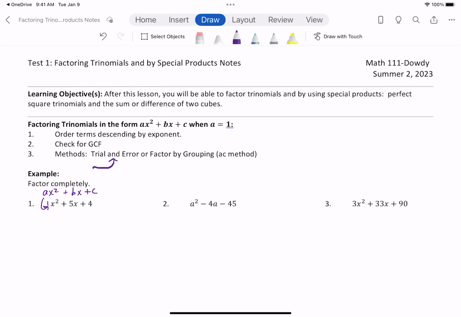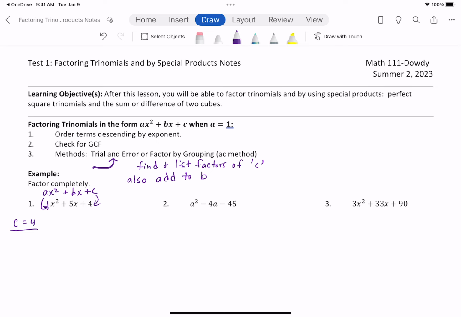So to use trial and error for problems where a is equal to 1, the first thing that we want to do is determine what c is. If you look at the form again, c in this case is equal to 4. Once we know what c is, we're going to find and list the factors of whatever c is, which in this case is 4. And then once we have that list of factors, we want to determine which pair will also add together to give me b.